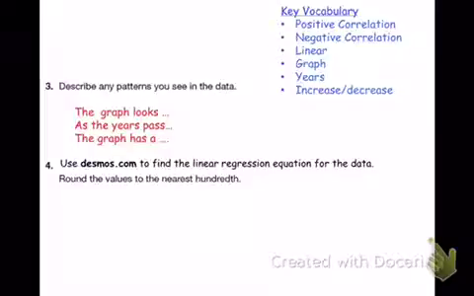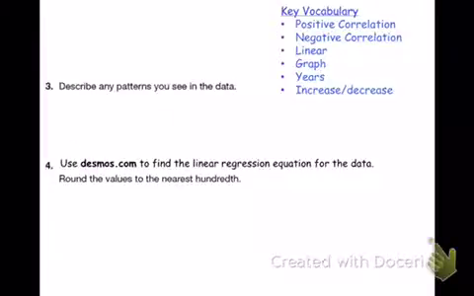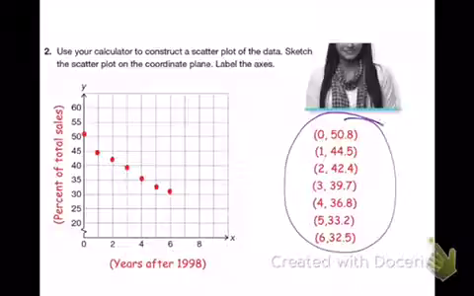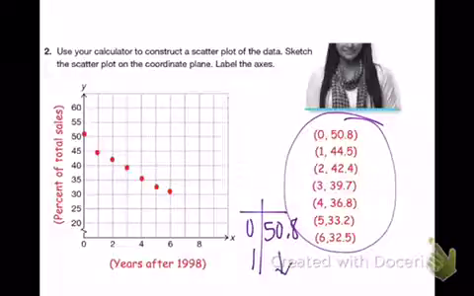All right, now that you have number 3 done, go ahead and log on to Desmos.com. Do the linear regression. So you're going to go back to this table. You're going to type in these numbers here on the table on Desmos.com. So you're going to put these on that table as 0, 50.8, and so on with all 1, 2, 3, 4, 5, 6, 7 of these.